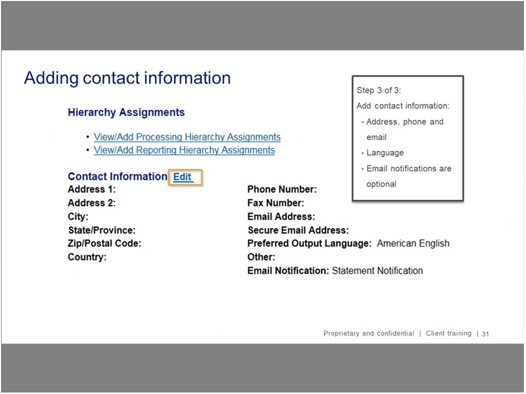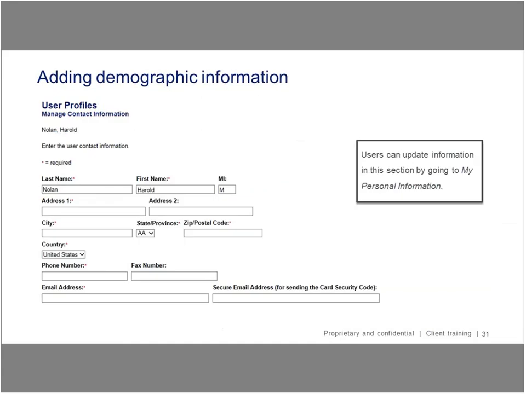Okay, so again, step 3 is our contact information. When you click that link, you'll see the user profile address here. Users can adjust this information or update it by going into the My Personal Information link on the home page. But initially, at least when you're setting up the user, you do need to put in their contact information. You'll have the option to add email notification options here as well, and you can select those for the user if you like, or you can just enter their address and then they can set their own email notification options under My Personal Information once they log in.